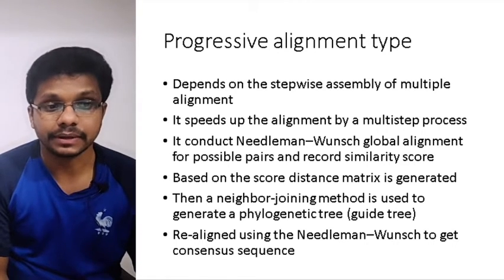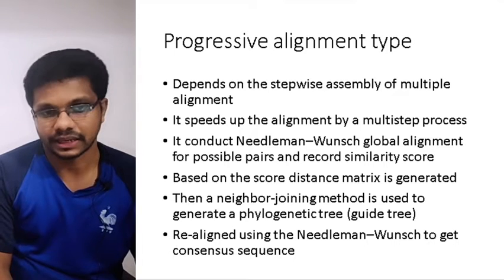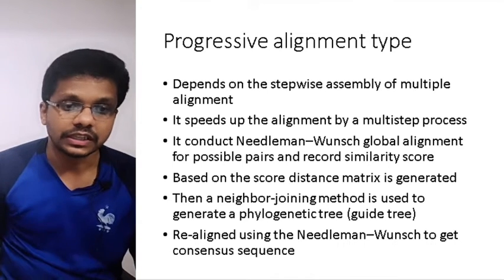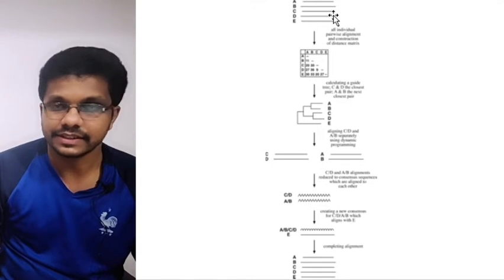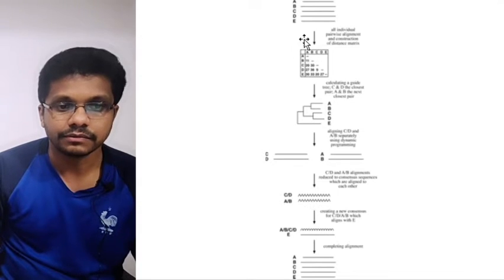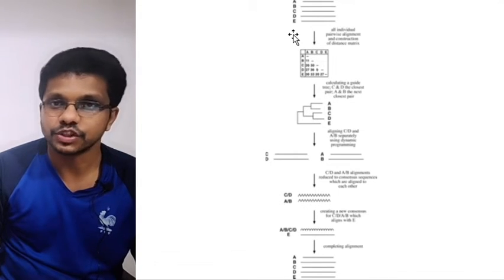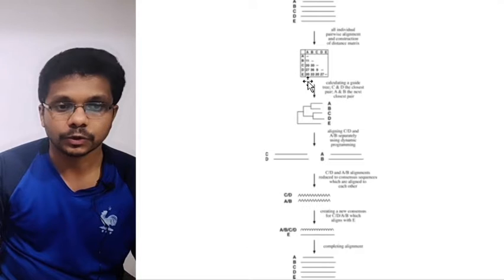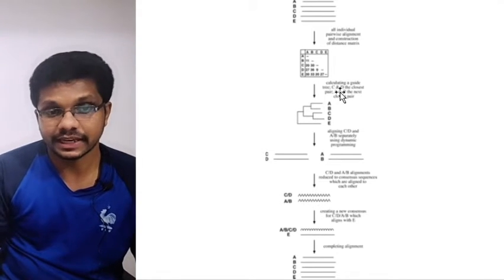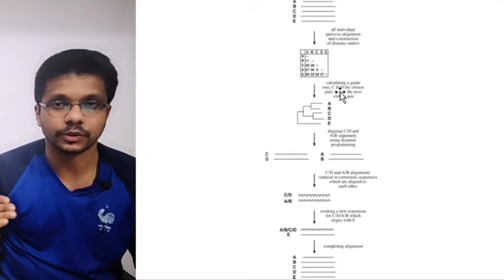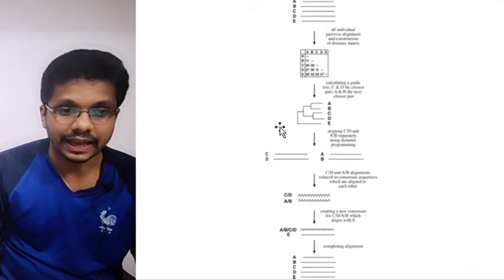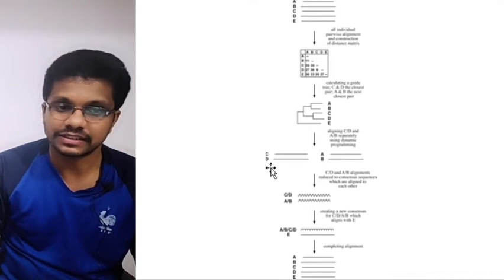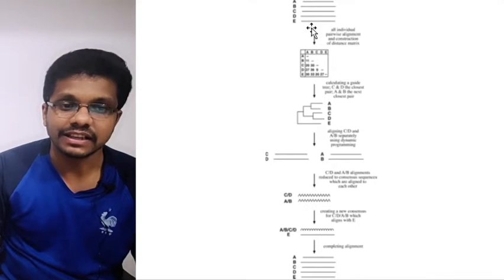In the progressive alignment type, depending on step-by-step assembly of the multiple sequence alignment, it speeds up the alignment in a multi-step process. So what it does, as you can see in the figure, is take multiple sequences, compare them, do a pairwise alignment using the Needleman-Wunsch method, and after that create a tree. This tree is called a guide tree. With this first step, they get an approximate idea of which sequence is more related to the other sequences. Based on the guide tree, they again do Needleman-Wunsch based sequence pairwise alignment, and they refine the process.